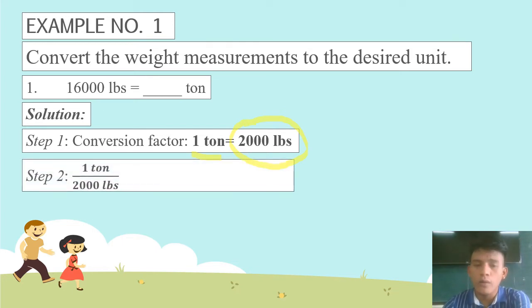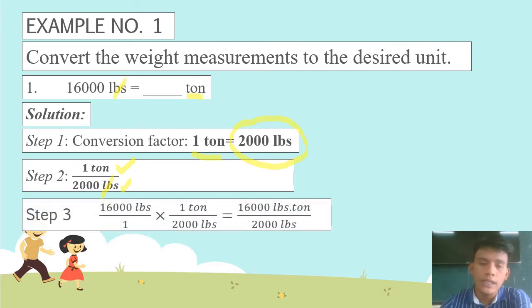Step 2. 1 ton will be put to our numerator because this will be our desired unit. 2,000 pounds will be put to our denominator so that we can cancel out both pounds to pounds. Step 3. 16,000 pounds over 1 times 1 ton over 2,000 pounds.